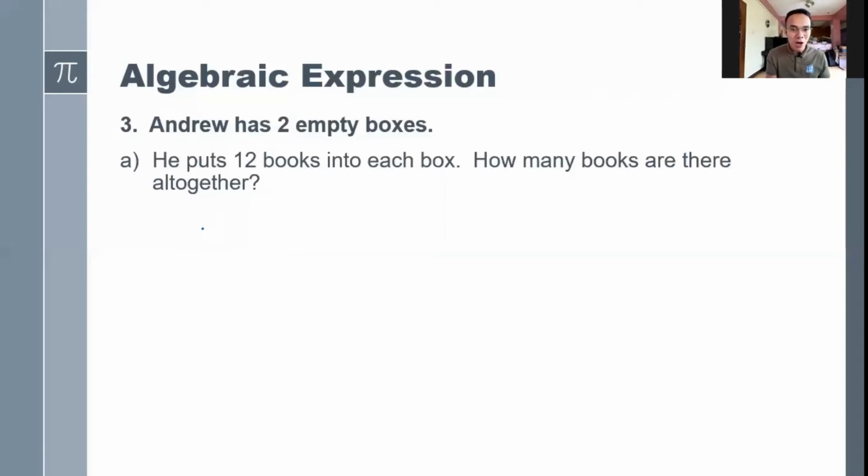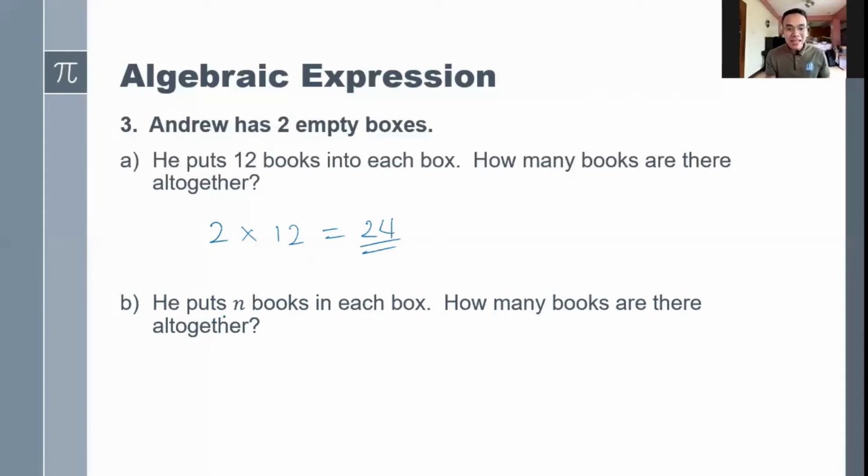So we have here how many boxes? There are 2. And Andrew puts 12 books into each box. So you multiply 2 by 12, and this will give you 24. So there are 24 books altogether. The other way to get this answer is to just add 12 and 12. 12 plus 12 is also 24. And 12 plus 12 is also the same as 2 times 12.